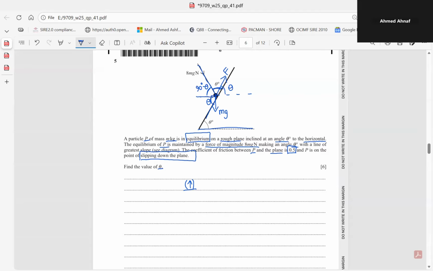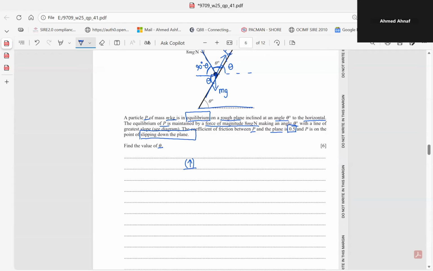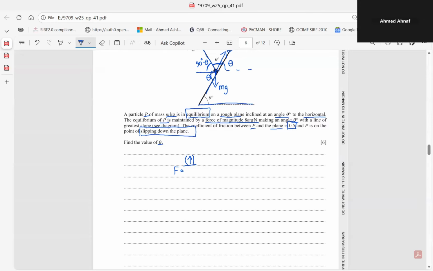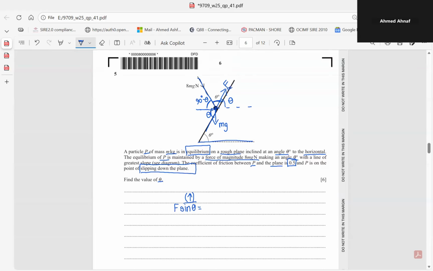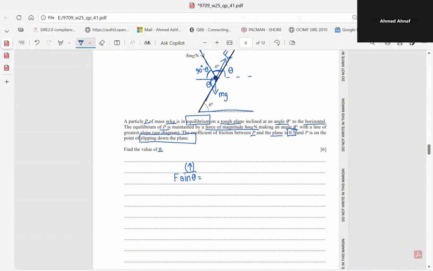So first, we're going to equate the upward force. So upward force, that's just the vertical component of F. So F sine theta is equal to 8mg, which is downwards. So 8mg sine (90 minus theta).